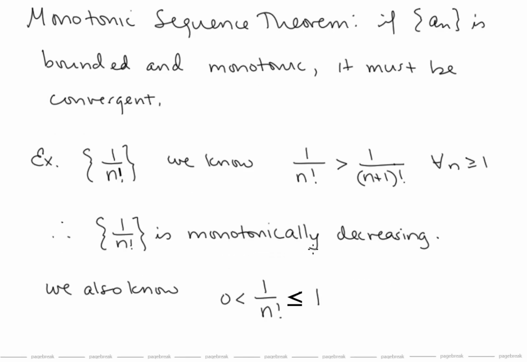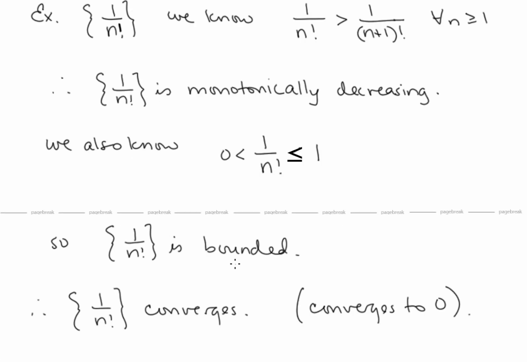Now, because we know this is monotonically decreasing, we know that the first term of the sequence is going to be the biggest. So when n is equal to 1, we get a 1 here. That's going to be an upper bound for our sequence. But we also realize that all of these terms are going to be positive. So 0 is a lower bound for our sequence. So now we have a bounded, monotonically decreasing sequence. Therefore, it must converge.